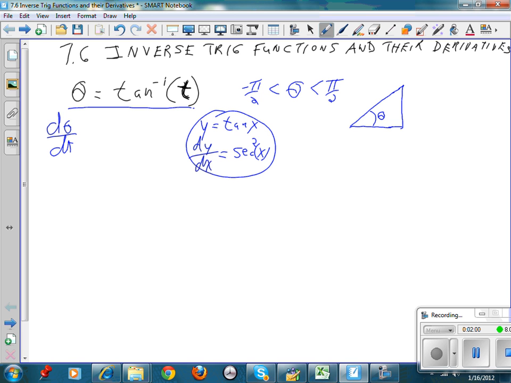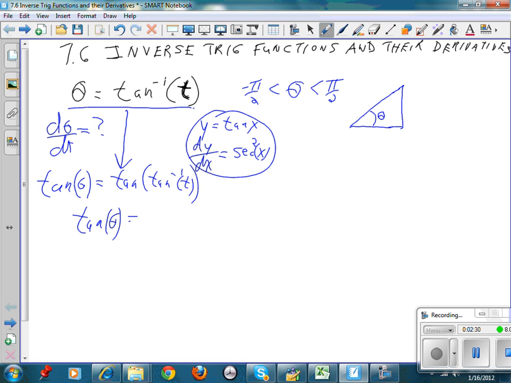What do we do? Well, we're going to apply a transform on this. I'm going to take the tangent of both sides. The tangent of theta is equal to the tangent of the inverse tangent, or the arctangent, of t. What does that then become? That becomes just the tangent of theta is equal to t.